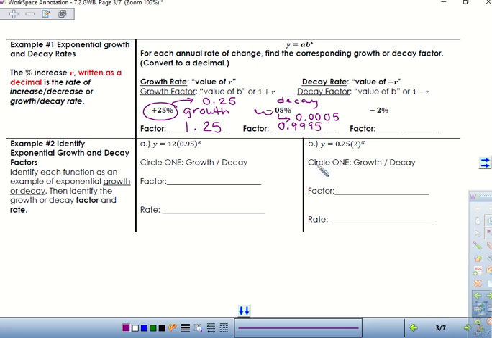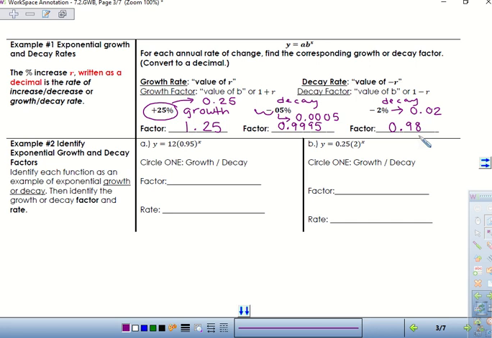So decay factors will always be less than 1. Growth factors will always be greater than 1. Okay? So the next one here is decay once again. So for a decay factor, we're going to rewrite this as a decimal by moving the decimal place 2 places to the left. And then to make it into a factor, we do 1 minus whatever that amount is, so 0.98. So I'll explain a little bit why that is. With decay, if something is decaying by 2%, you're maintaining the other 98% of it, right? So that's why that's the factor.